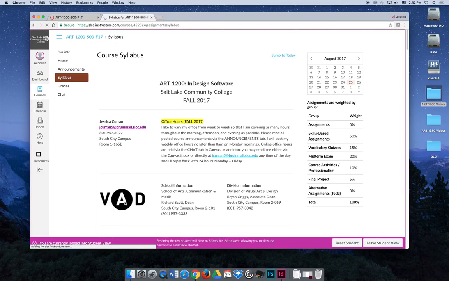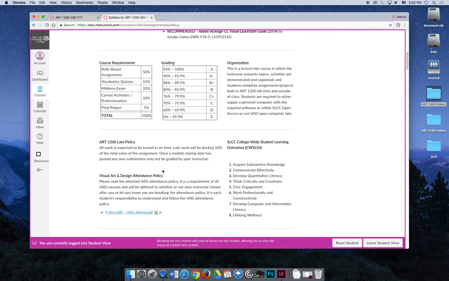Just to point out, on your syllabus, it will explain how your grade is calculated, and there are skills-based assignments, vocabulary quizzes, a midterm exam, and a final project. Canvas activities and professionalism are basically compiled from the week one activities. So 10% of your grade comes from successfully uploading a profile picture, answering if you have questions or if you're comfortable navigating the course, introducing yourself to the class in 3 to 5 full sentence paragraphs, and taking the syllabus quiz. And so very easily you can earn 10% of your grade. If you did none of those, the highest grade you could earn in the class would be a 90%. So it's a really easy way to get that 10%.